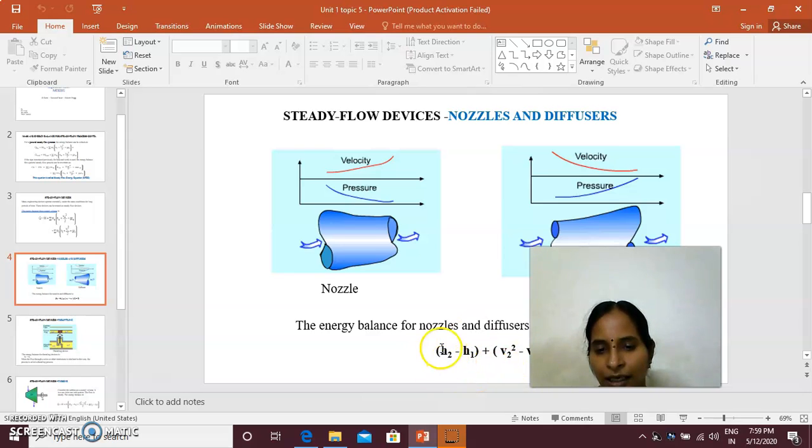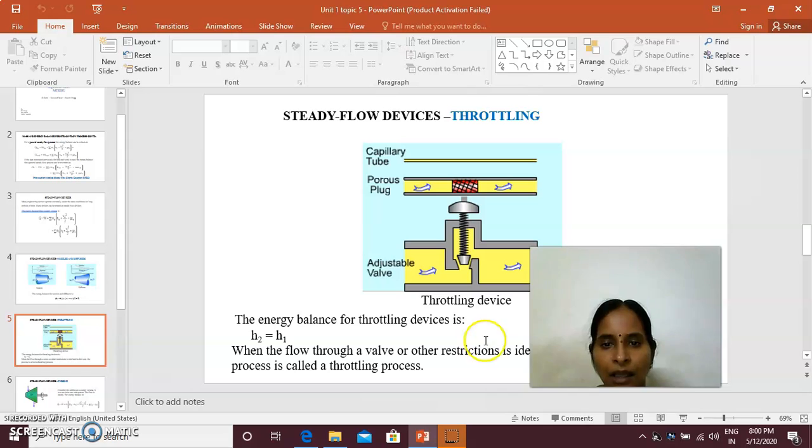After the derivation you can get the final equation for H2 minus H1, which gives the equation for V2, the final velocity. Throttling device.